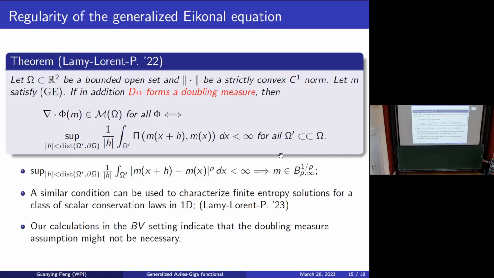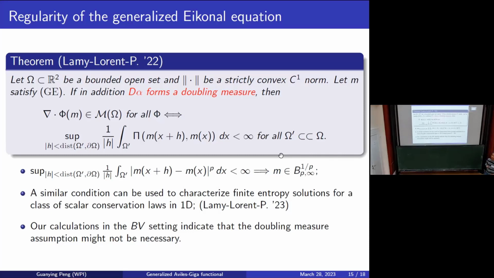Whether this condition can be removed is still not clear to us, but we have done some calculations under the additional assumption that this M is in the BV space. And for those calculations under the additional BV assumption, the entropy productions can be computed explicitly using the chain rule. And we showed that entropy productions can be controlled by this quantity even without the doubling measure assumption. So this is an indication that this doubling measure assumption may not be necessary.